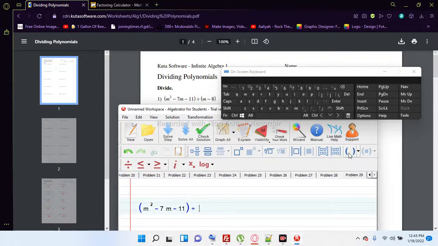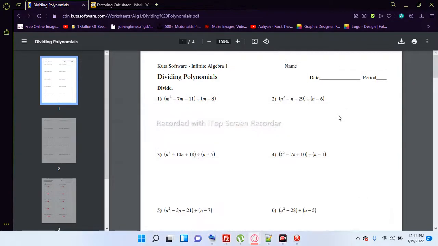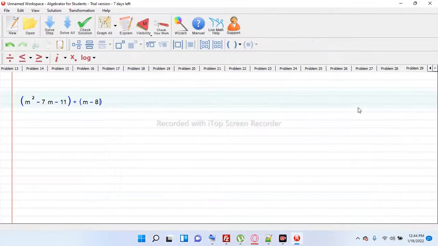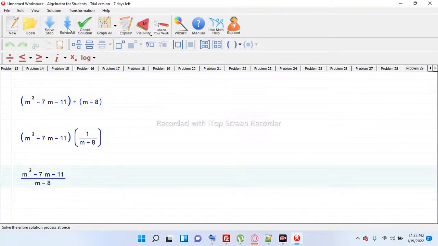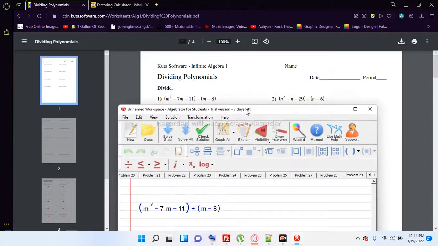Great. We need another parentheses. Okay. Press the M. Minus 8. Okay. Double check it. M squared minus 7m minus 11 inside parentheses. Outside the parentheses is the division sign. Okay. Parentheses. Inside parentheses. M minus 8. Duh. Okay. Now, what are we doing? We're going to solve it all. What does it look like? Look like what you have there.